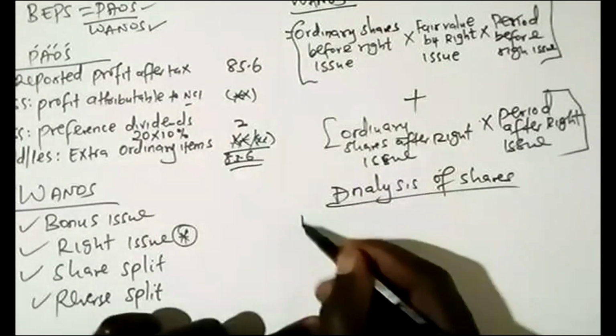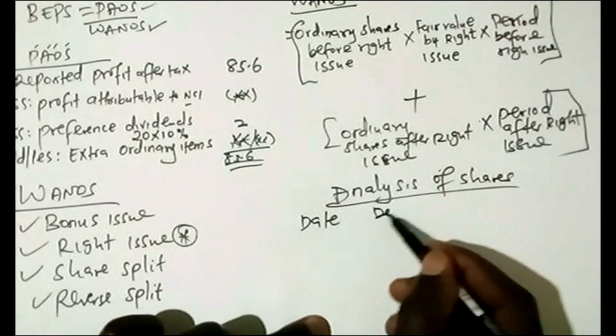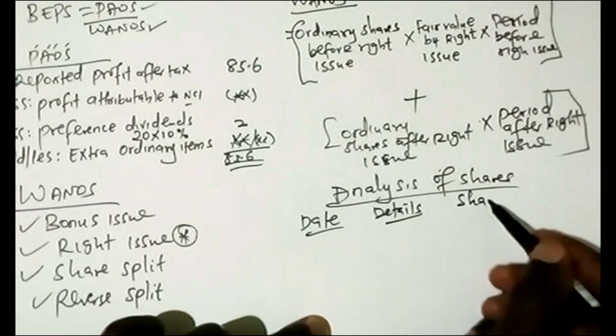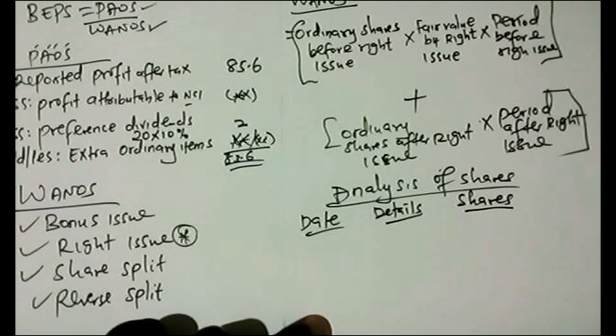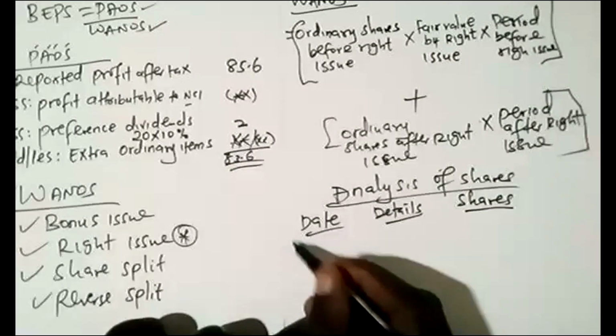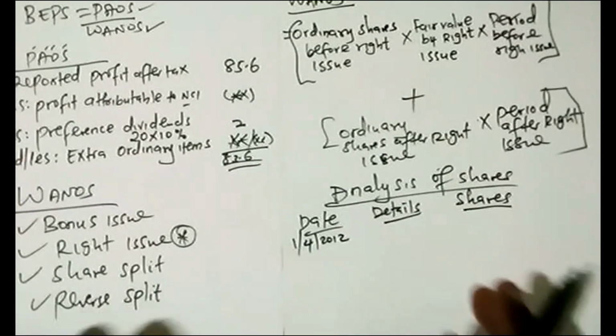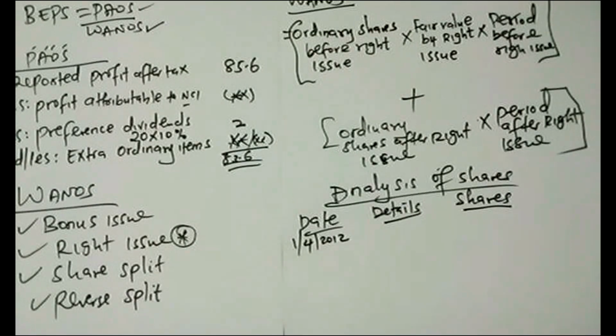So we have to write here: date, details, and shares. Our financial year starts 1st April 2012. So on 1st April 2012, do we have any ordinary shares? Remember that under EPS, you are not dealing with any other shares other than the ordinary shares. In some scenarios, we call them common shares.